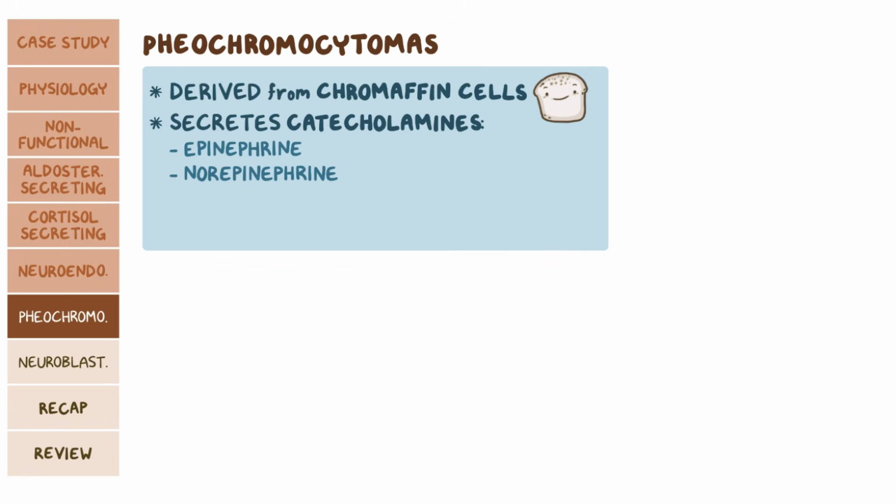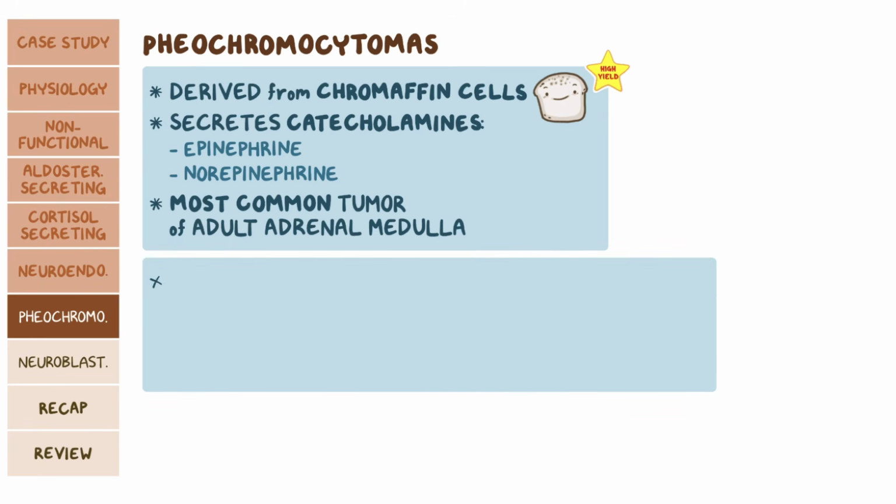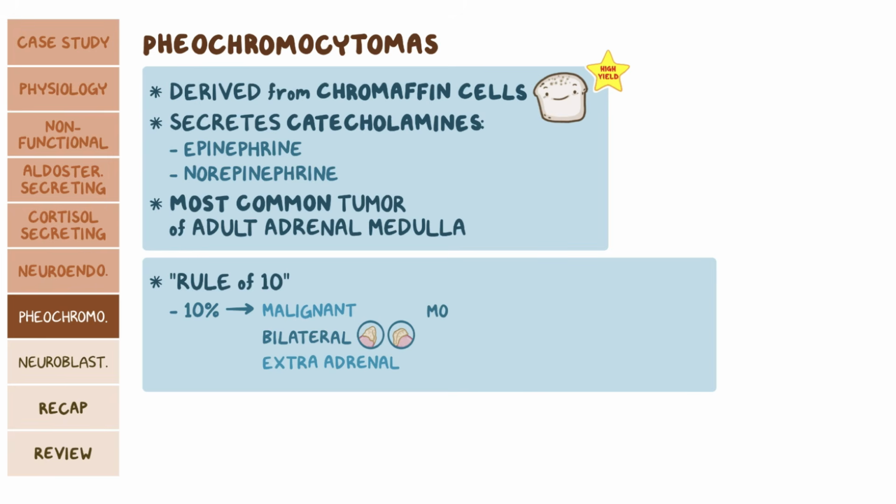Pheochromocytomas are usually benign, and it's the most common tumor of the adult adrenal medulla. Something that can help you remember the high-yield facts about this tumor is the rule of 10, which is called that because around 10% of pheochromocytomas are malignant, bilateral, extraadrenal, most commonly in the bladder, calcify, and occur in kids.